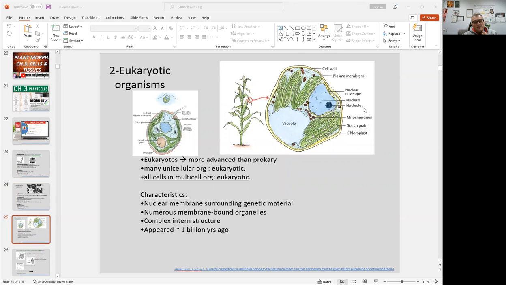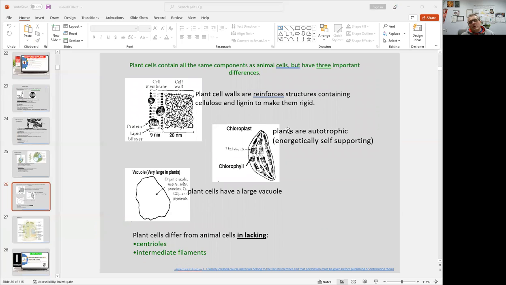Eukaryotic organisms, on the other side, are more advanced. Many unicellular organisms are eukaryotic, but all cells in multicellular organisms definitely are eukaryotic. Some characteristics are: there is a nuclear membrane, there is a nucleus, there is a more complex internal structure. They appeared 1 billion years ago. You see here a corn cell with a large vacuole, a lot of chloroplasts, and a cell wall.